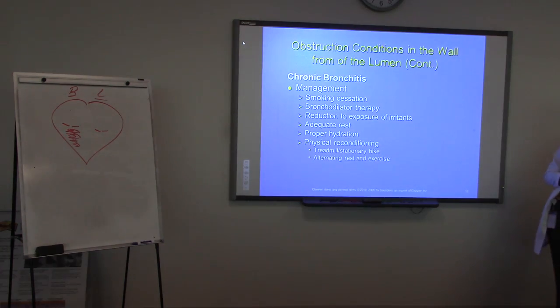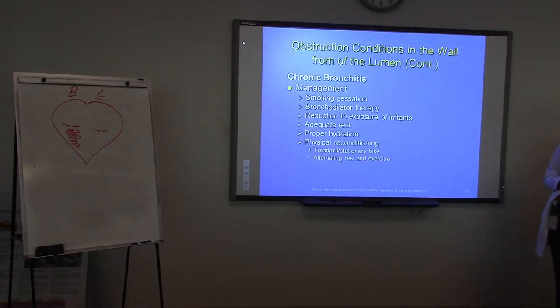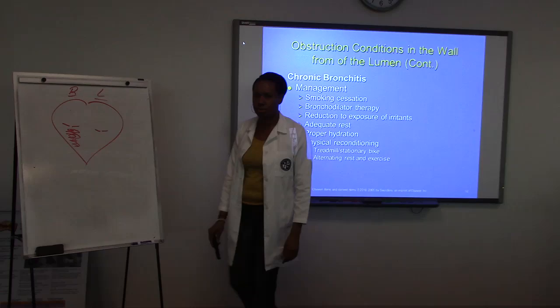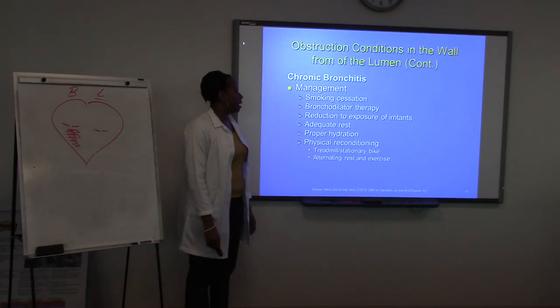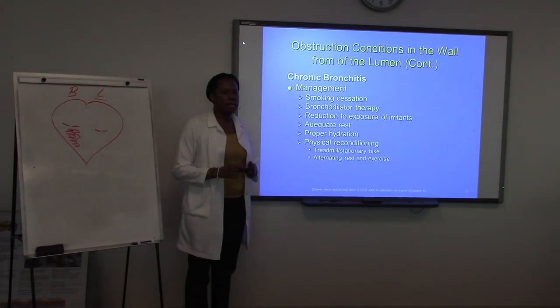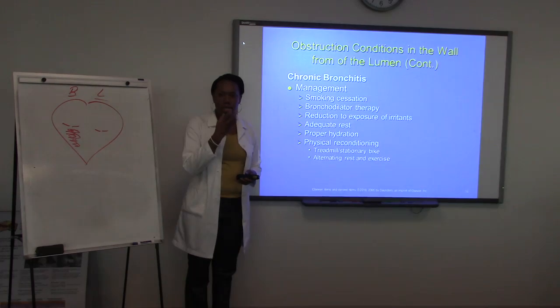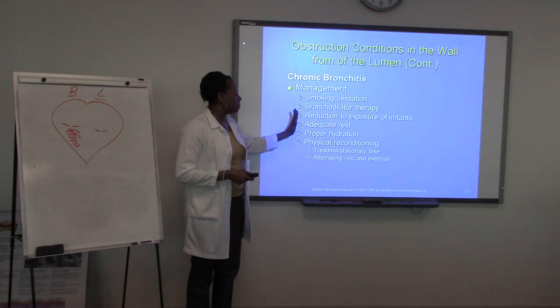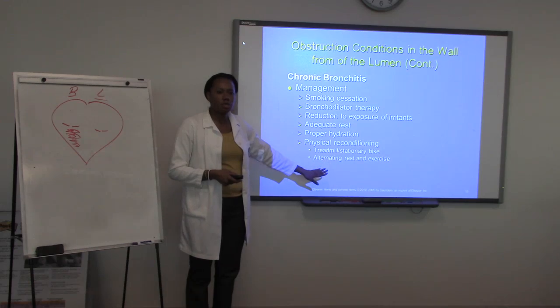And management, don't forget, you can give them all the medications and everything, but they need management. Number one, tell them to stop smoking. Okay? And this is serious because most of the time these patients are the smokers. They're the chronic smokers. Bronchodilator therapy, so they can be given their bronchodilators at home, okay, to kind of pre-treat and things like that. Reduction in irritants, rest, hydration, and physical reconditioning.